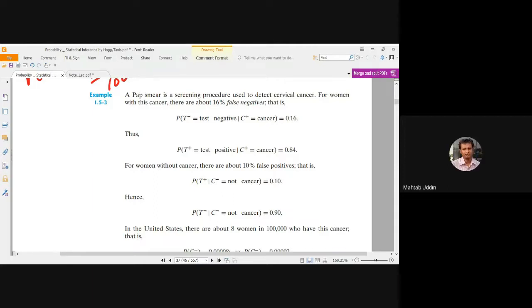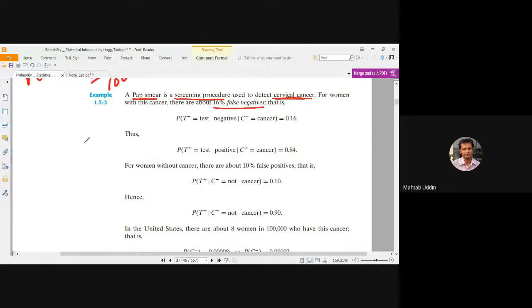Let's go. Pap smear actually is a screening process that is matching with the symptoms, because it detects cervical cancer. It's one kind of cancer for women. For this cancer, there are about 16% false negative. Do you know what a false negative is?